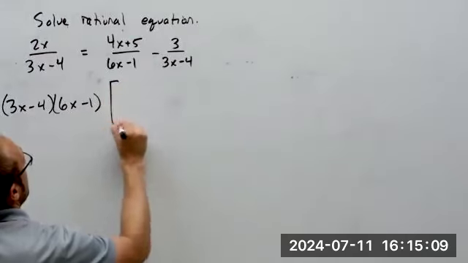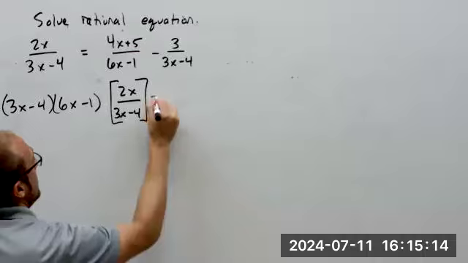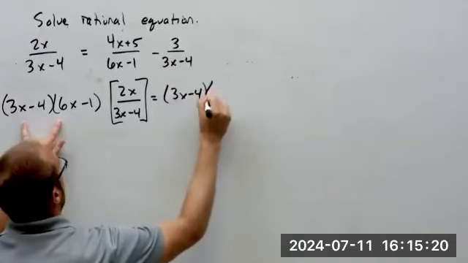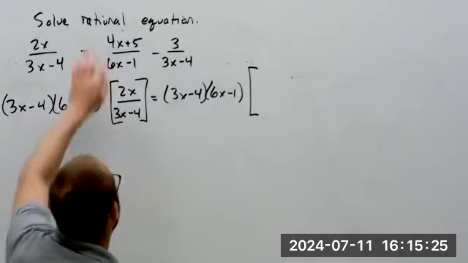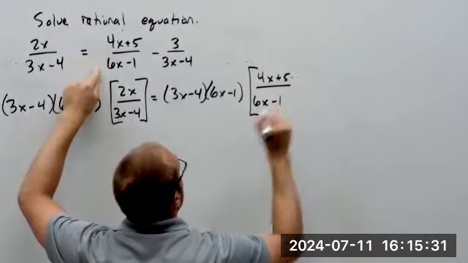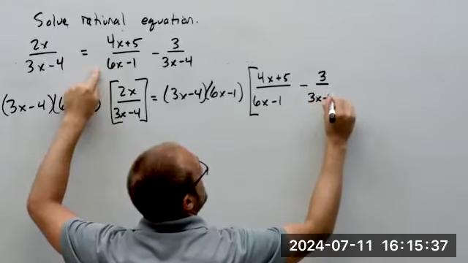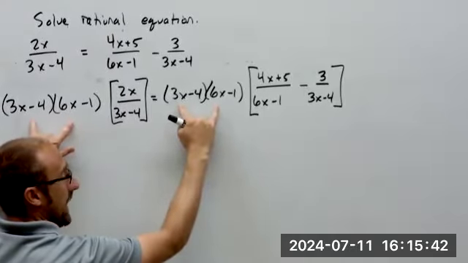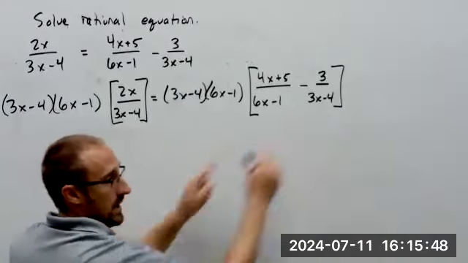Okay, here we go. So the left side is 2x divided by 3x minus 4. That side is equal to, well, whatever we multiply the left side by, which is 3x minus 4 and 6x minus 1. We have to do the same thing to the right side of the equation. The right side of the equation is 4x plus 5 divided by 6x minus 1 minus 3 divided by 3x minus 4. We're multiplying both sides of the equation by 3x minus 4 times 6x minus 1. There's the left side, there's the right side.